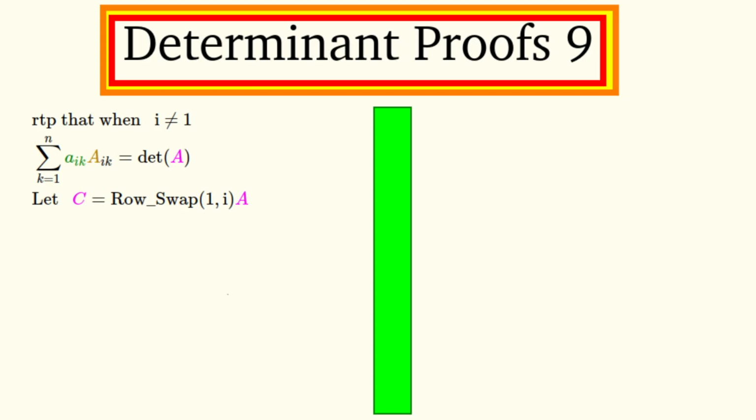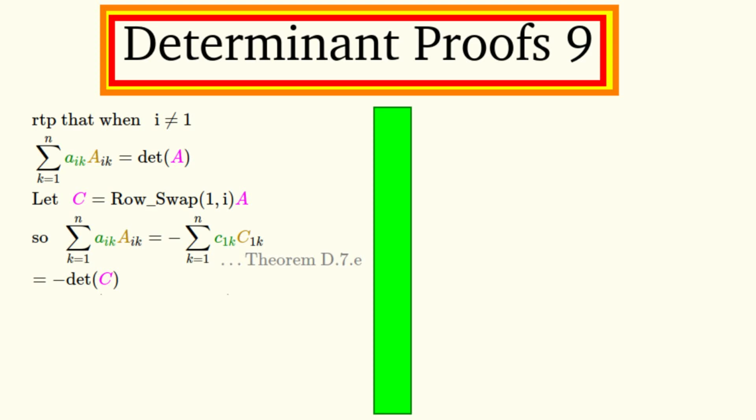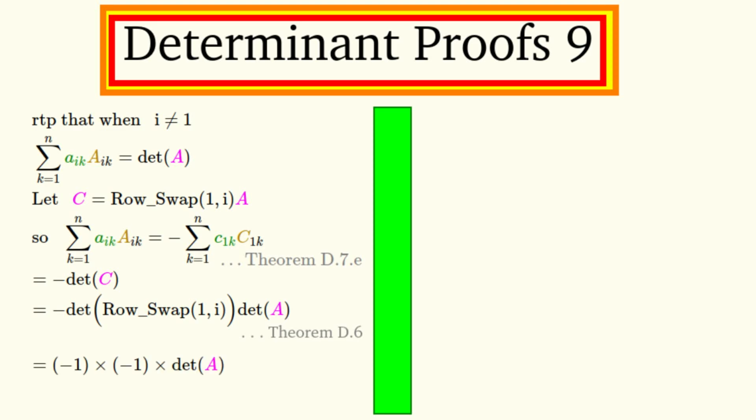We can put this row swap function in front of A, and let it be a matrix that multiplies by A on the left. This is the result that we proved earlier and now have to use. And this is equal to minus the determinant of C. We can put in this formula because determinants can multiply together like this according to a past theorem. And the determinant of a row swap is -1. We can substitute this in for the row swap matrix. And so this is equal to the determinant of matrix A, so we've proven this part.